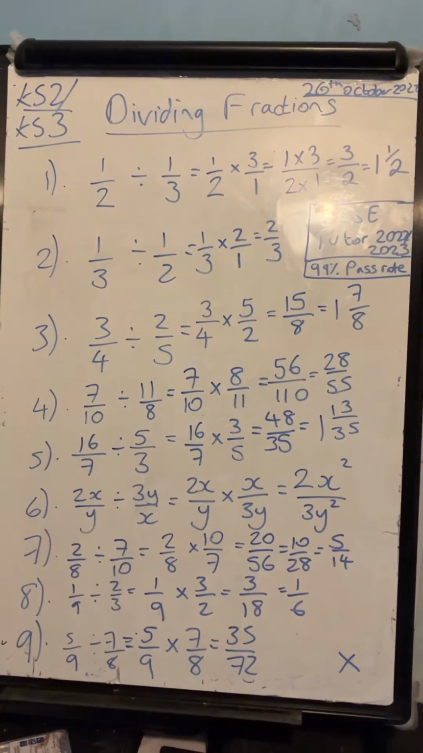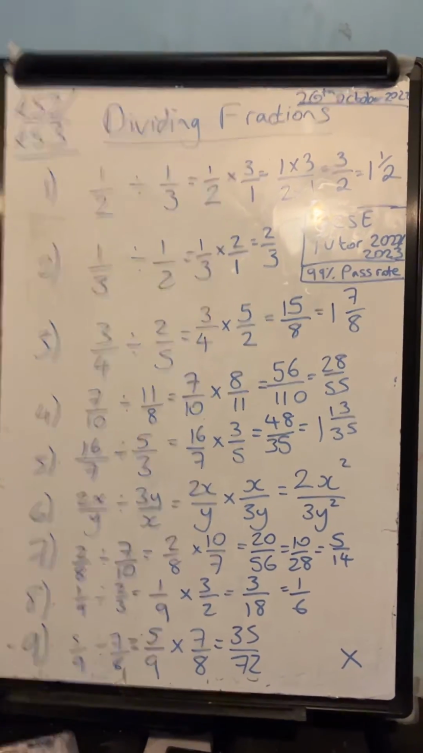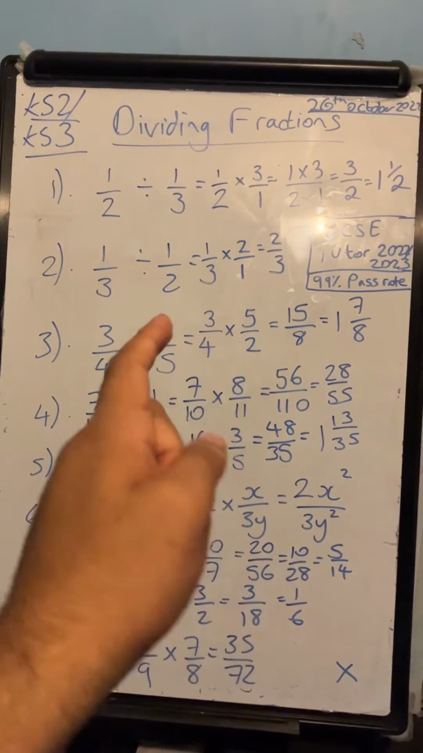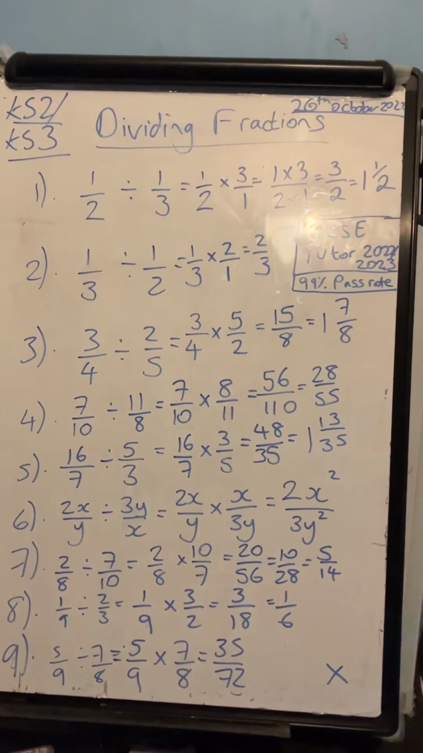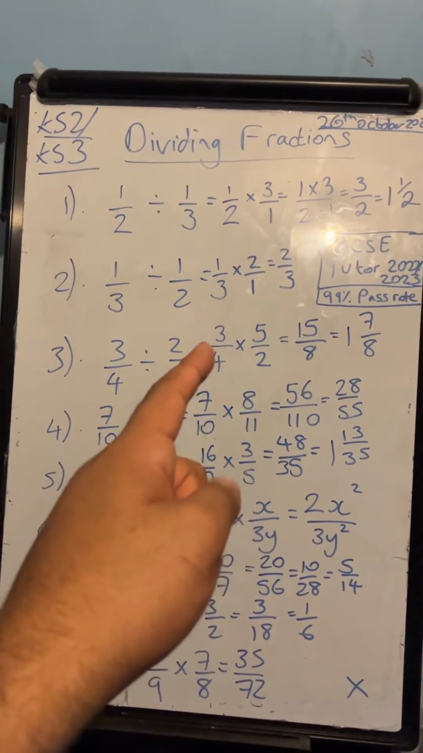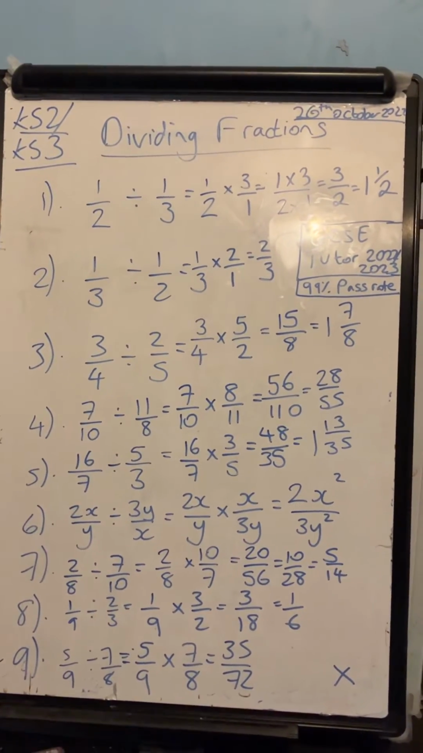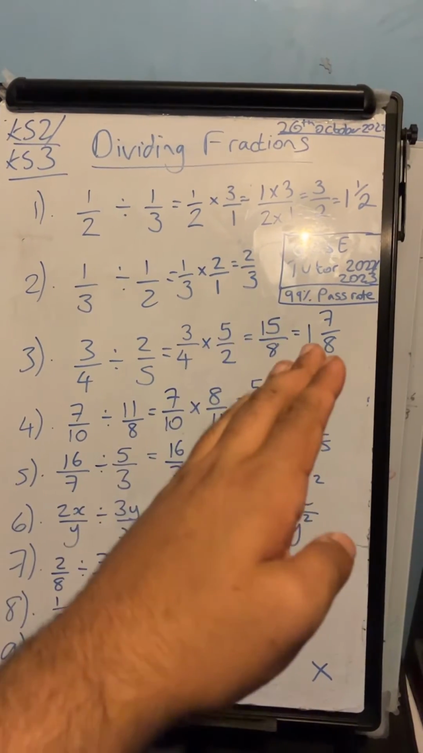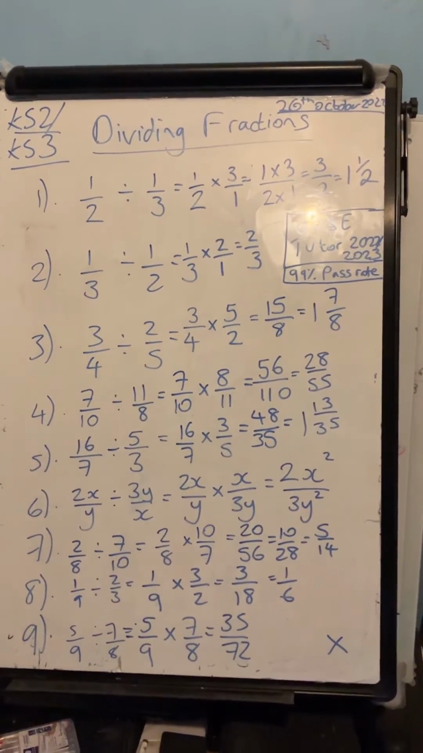Question number 3, 3/4 divided by 2/5. Well, again, keep the first fraction, you flip the second. So 3/4 multiplied by 5/2. I get 3 times 5, which is 15, and 4 times 2, which is 8. Now, 15/8 is my top heavy fraction or improper fraction. How many 8s go into 15? That's once, and the remainder is 7. So the remainder is written as a fraction.